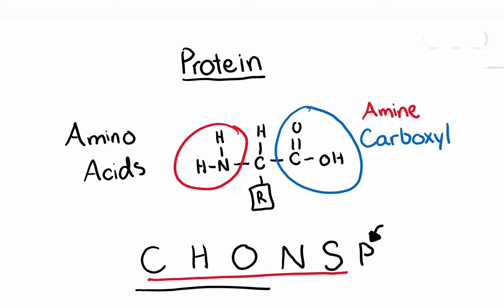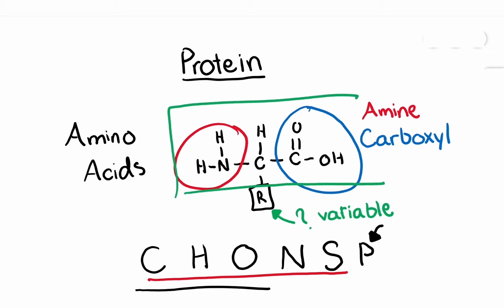Now the last part and the most confusing part, or at least right now, is this R. What is this R? It's variable. So it allows us to identify all of the different amino acids that I'll be covering. And so this original structure will be common, while this R group will be changing for all of the amino acids I'll be going over.